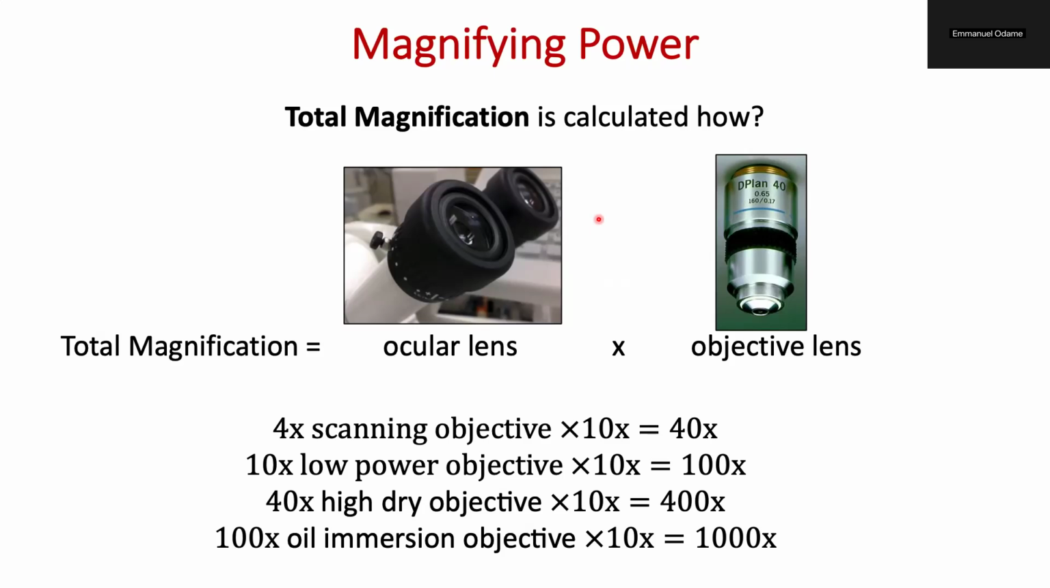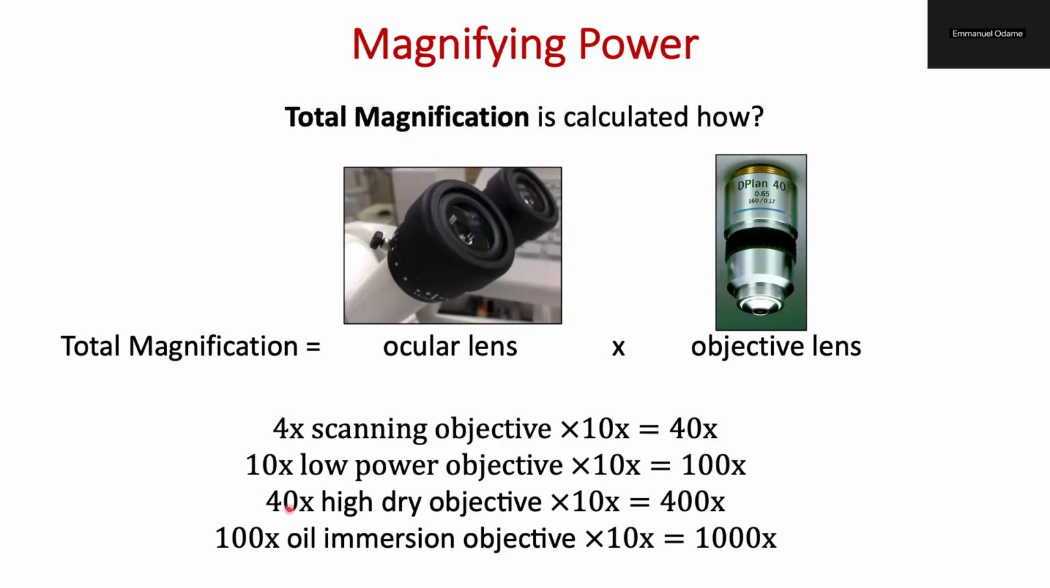So to find the total magnification power of what you're actually seeing, we have the ocular lens, which is this, and we have the objective lens. All you have to do is multiply the ocular lens by the objective lens. So for example, if your ocular is 10x and you are using the 40x objective, you are seeing the object 400 times.